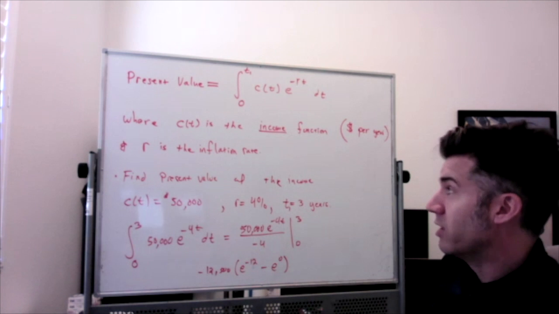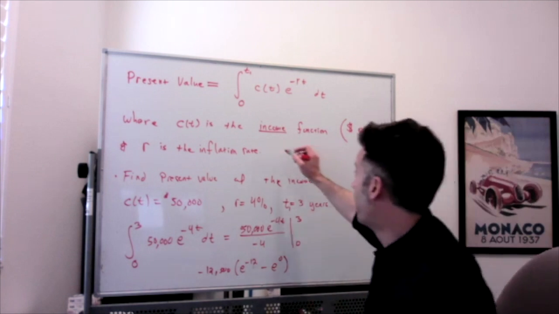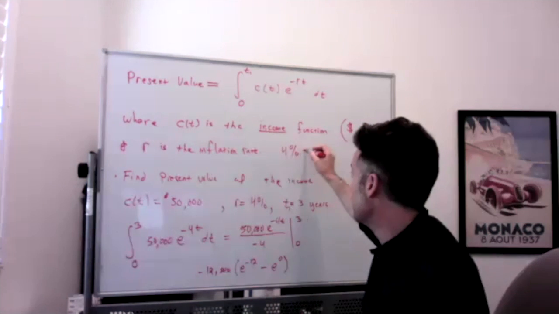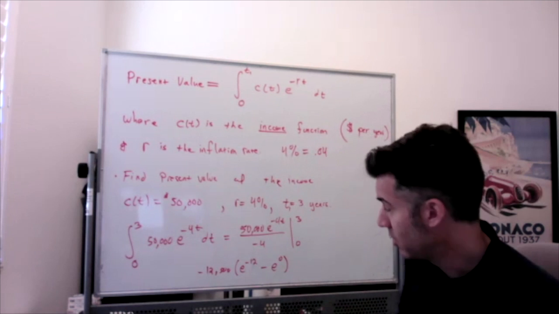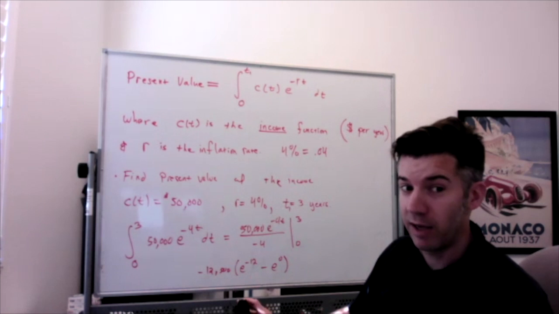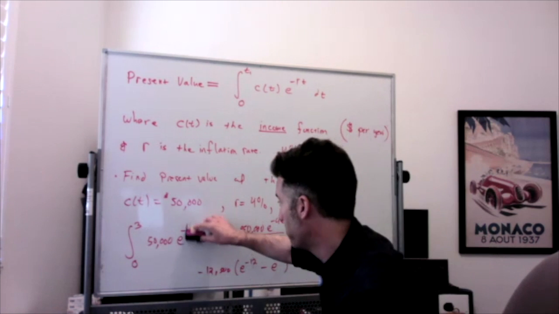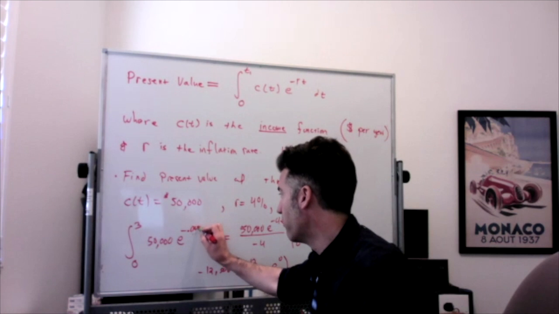Right. So your R is your inflation rate as a decimal. So a 4% interest rate is exactly a 0.04 interest rate. Good call. Usually I don't make that mistake. I was really just trying to make sure you guys were paying attention. So that should be a 0.04.